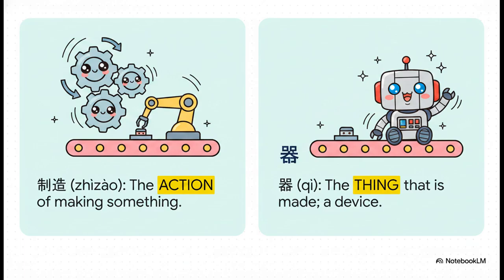And then you have the result, qi. That's a sharp qi. This is the thing that gets made, the device or the tool. If you look closely at qi, it's actually made of four mouths or containers surrounding a central point. You can think of it as a bunch of different items or containers. So you use the action 制造 to make the object qi.